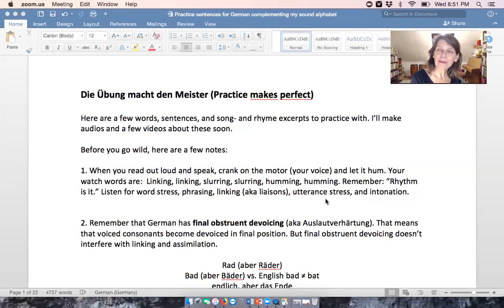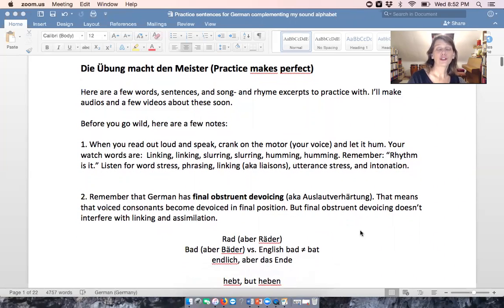And that's a very pompous term that simply says this: when you have a voiced consonant at the end of a syllable or of a word, it's devoiced. It becomes a voiceless consonant. And here are some examples.